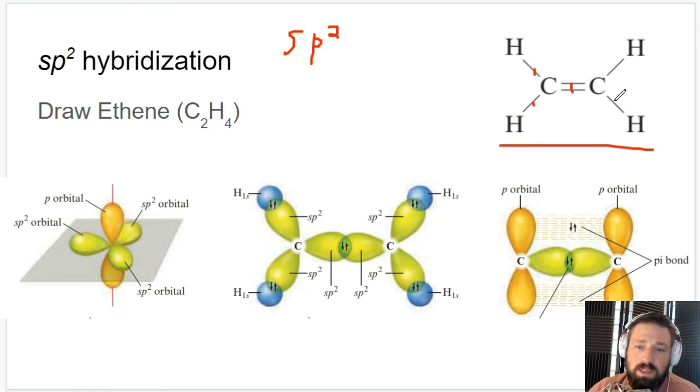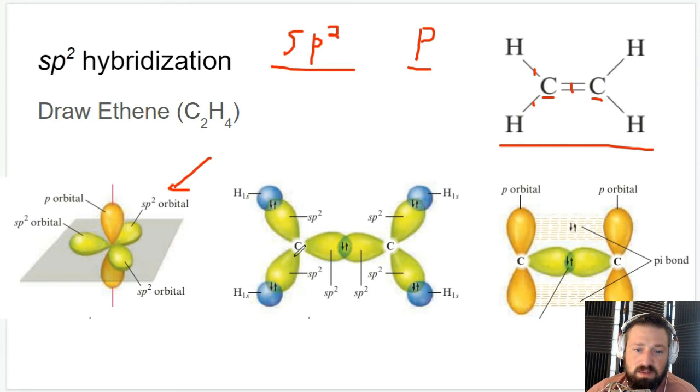Now, that doesn't mean that the other p orbital disappeared. It just means that it's still an unhybridized p orbital. The s and the first two p's hybridized together. Now they all look like sp2s, and we have one p orbital left over. So it looks like this, where you have 1, 2, 3 sp2 orbitals, and then one p orbital going above and below it. It's going to have the same type of thing going on with both carbon atoms.